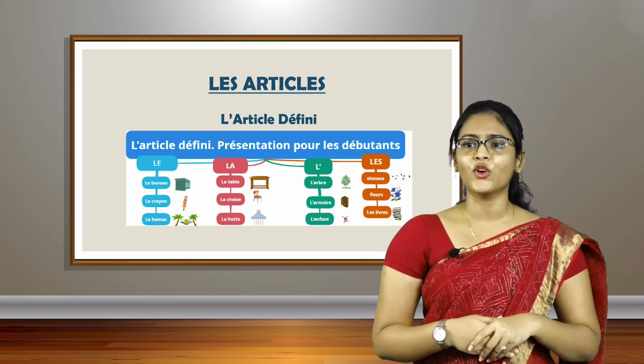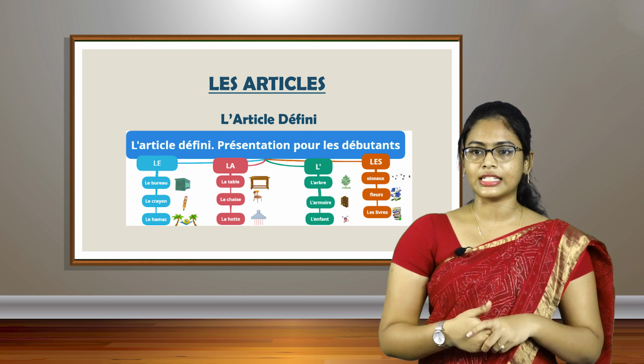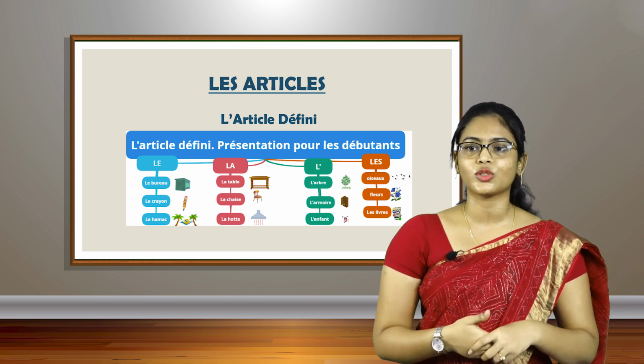Next is le crayon. Le crayon is a pencil that does not end with E, so it is masculine. Le hamac, which also does not end with E, is also masculine.